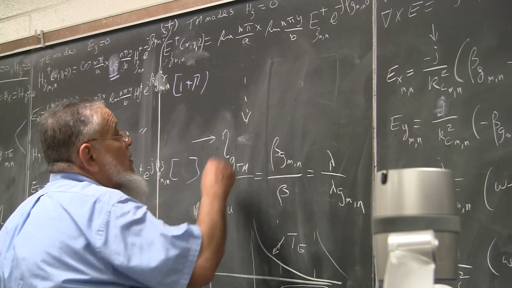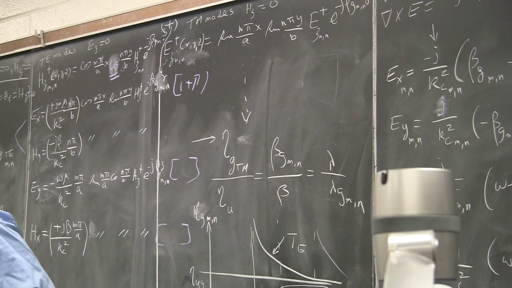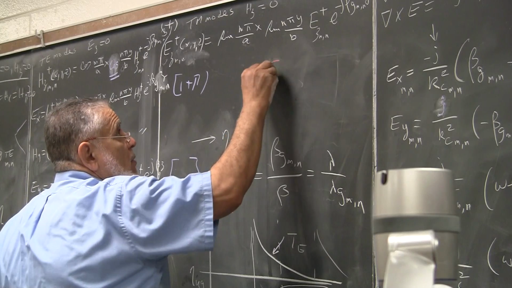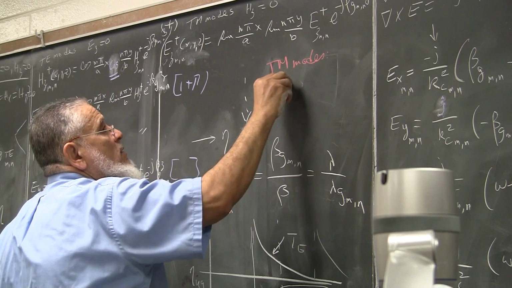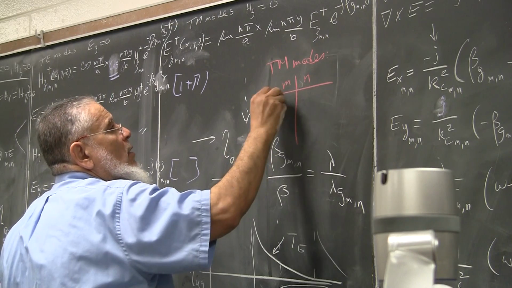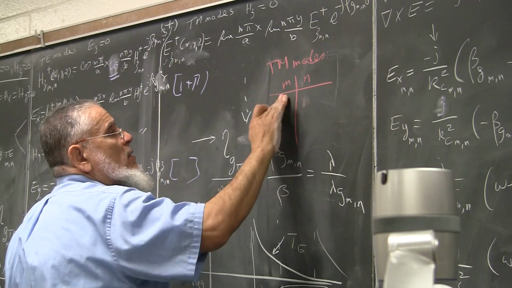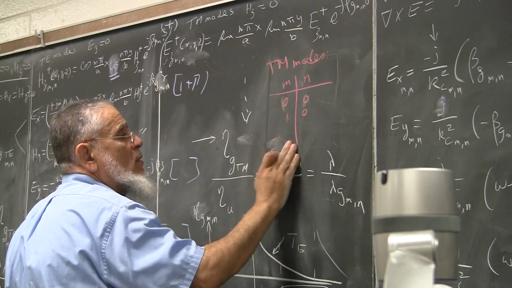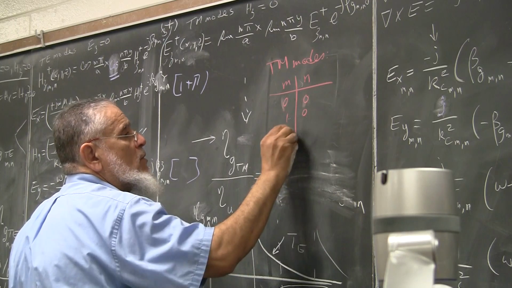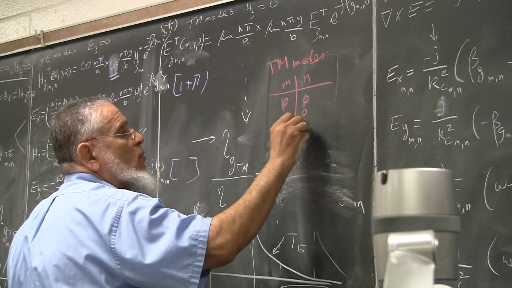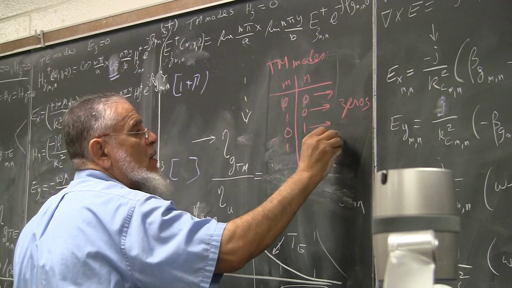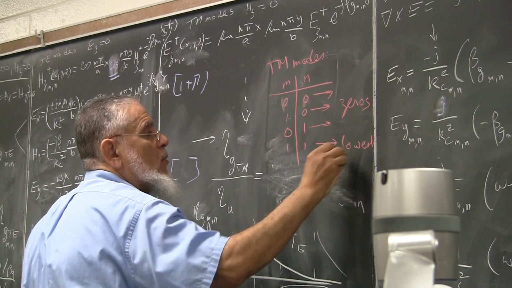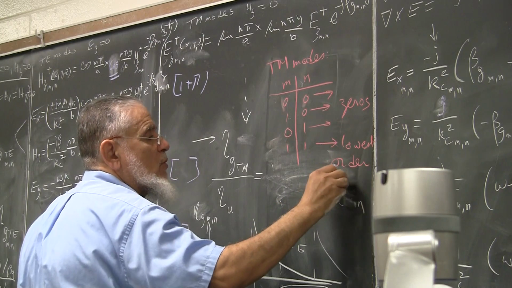If you want to write the modes here, in a different color, the TM modes, if you want to write the M and N as a tabulation, the lowest one would be 1, 1. Let's start here: 0, 0, 1, 0, 0, 1, 1, 1, etc. All these will yield 0. This is the lowest order TM mode.